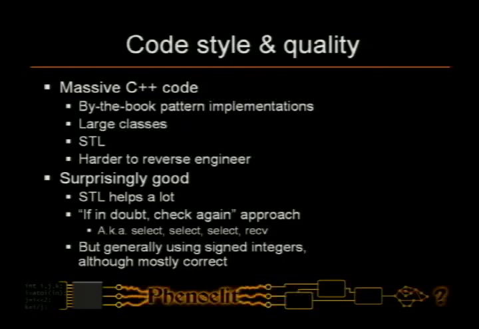They use STL massively, so there's not a lot of string copy going on. The way they implement stuff is like they triple and double check everything. So the receiving function is actually doing a select, calling a function, doing a select, calling a function, doing a select, and then finally receiving one byte. And they're generally using signed integers. So when you look for vulnerabilities there, look for signedness bugs.